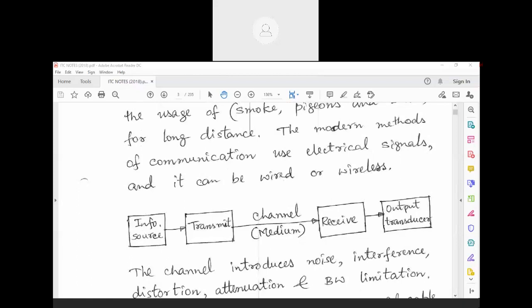It can be wired or wireless. Again, the message is coming, we can't hear you. Hello, hello. Am I audible now? Okay, let me do one thing. Let me turn on the hotspot. Hello, hello.